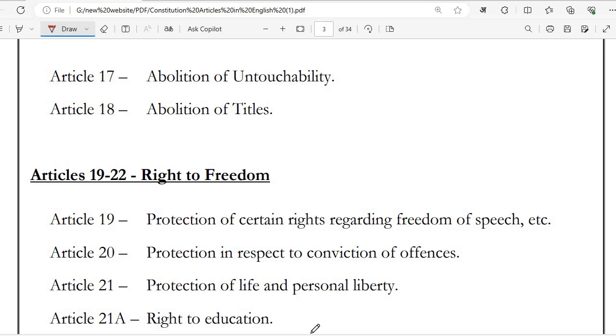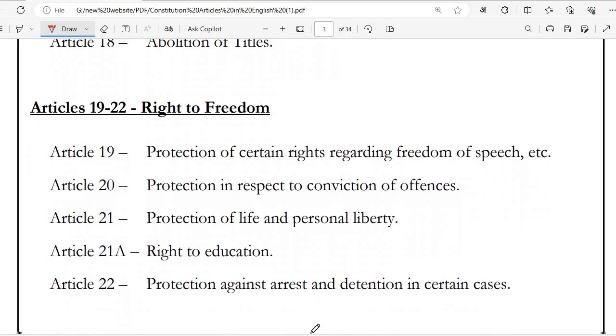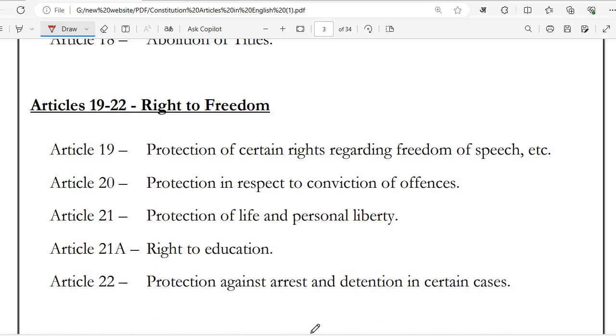The second fundamental right is the right to freedom or the right to liberty. It has been explained from Article 19 to 22. Article 19 states the protection of certain rights regarding freedom of speech, etc. And this article includes multiple rights of liberties, like the right to speech and expression, and the right to media or press is also a part of the right to speech and expression.